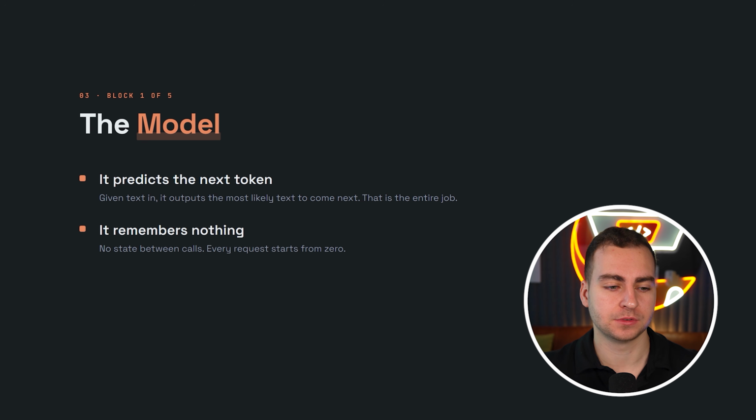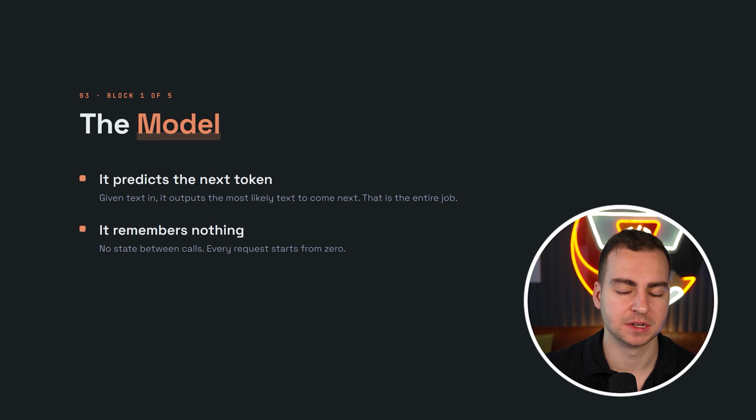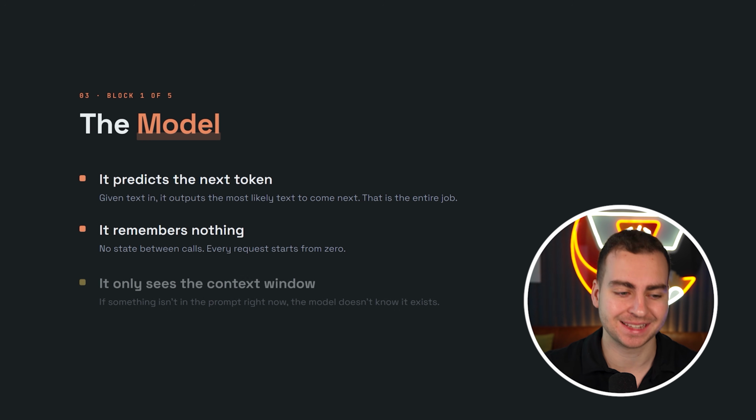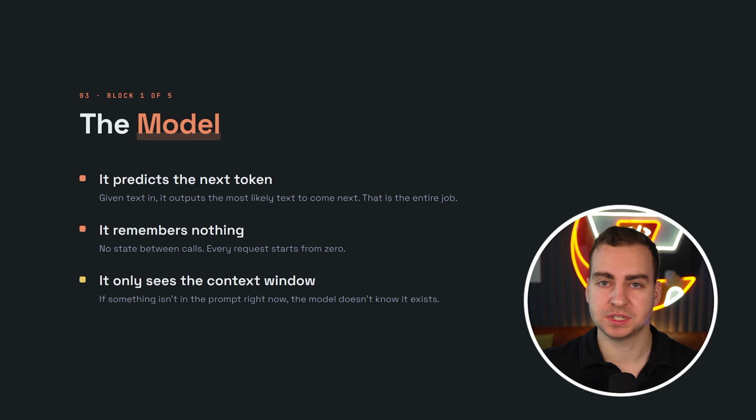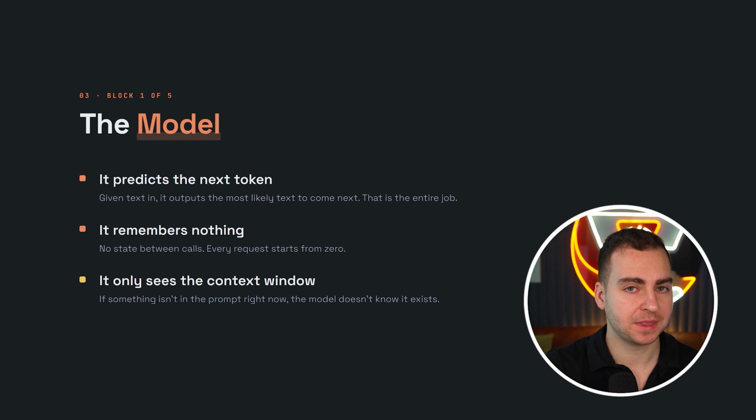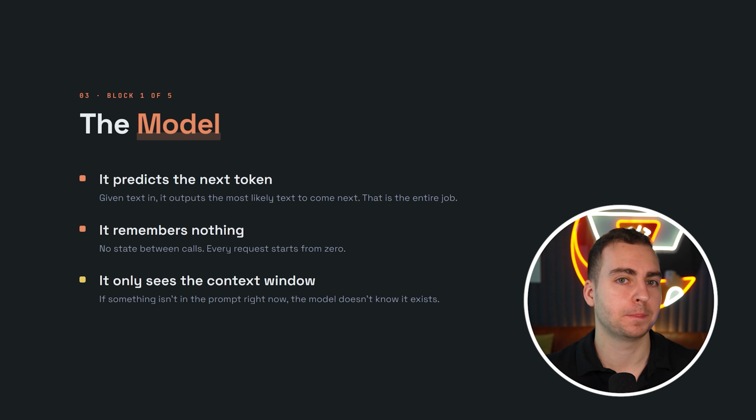Now, important things to understand is that the model doesn't remember anything. If you chat with the model one turn and then you chat with it the next time, it doesn't remember what you said. In order for it to remember that, we have to pass what was said previously into its context window. You'll see what I mean in a second, but by default, the model is stateless. Next, it only sees the context window, okay? So if something isn't inside of the prompt, it's not passed into the model, it doesn't know that it exists.